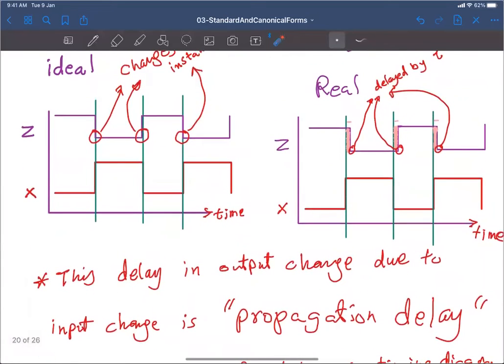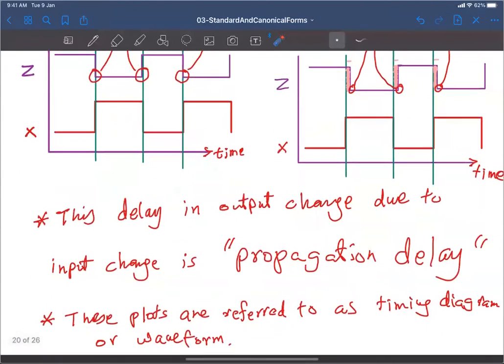These plots are referred to as timing diagrams, and also as waveforms. You can generate plots for an AND gate or a whole circuit if you want to, but right now we are discussing the propagation delay.